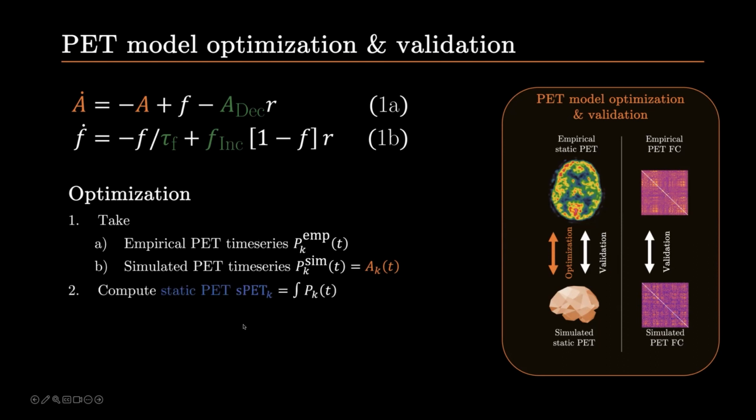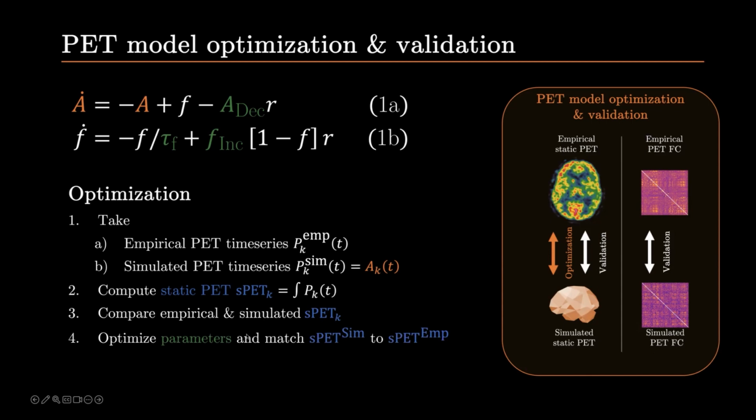These are time series. We want a simpler measure to tune our model. So we compute a static PET, which is basically the total signal of each brain region. So it's the integral of the time series in each region. In the end, we have one value per brain region. And we compute the static PET for the empirical data and for the simulated data. And we optimize the parameters such that the simulated PET corresponds as well as possible to the empirical PET.